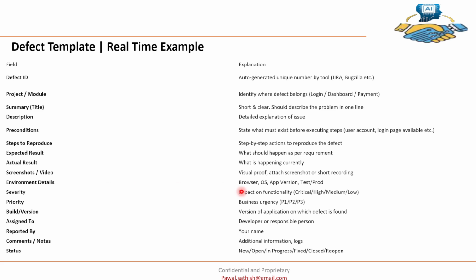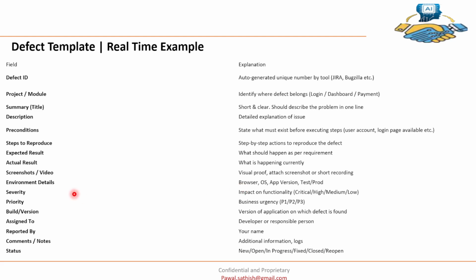We need to provide the environment in which the issue is replicated. If we are using the QA environment, we need to mention the QA environment. If we are using the performance environment, we mention the performance environment. If we are using the automation environment, we mention the automation environment. Or if it's a production environment, we mention the production environment.